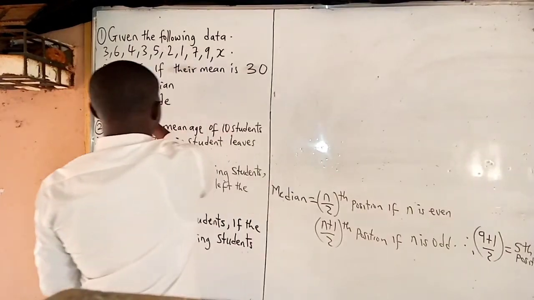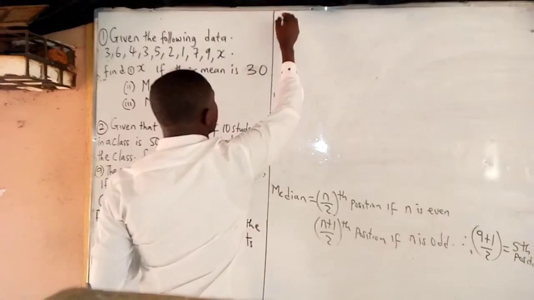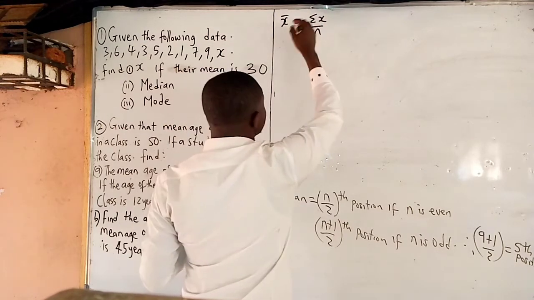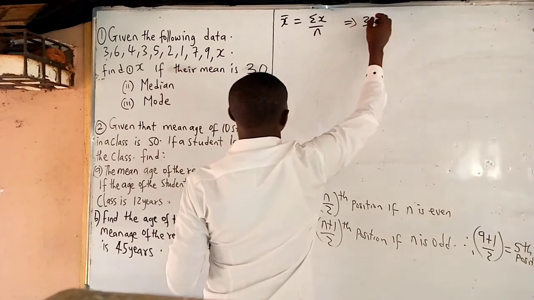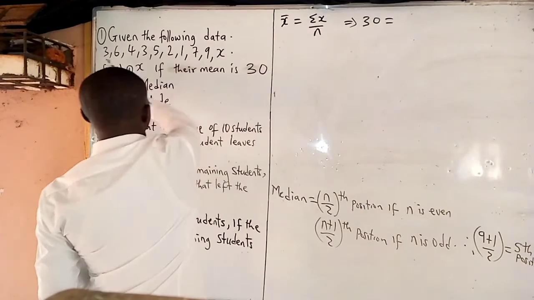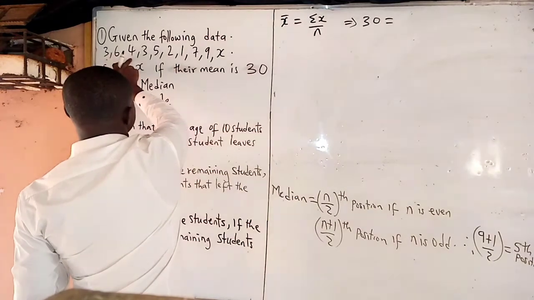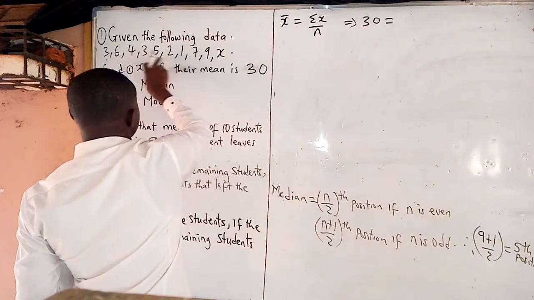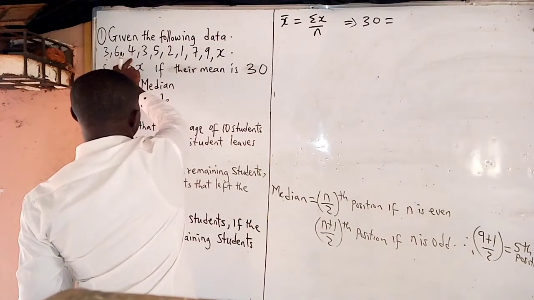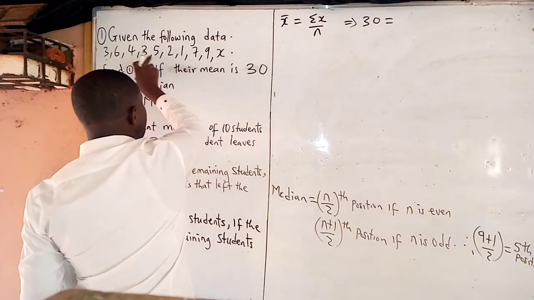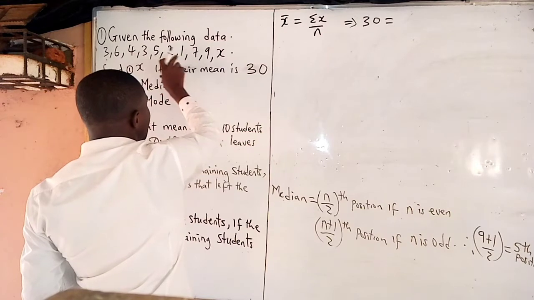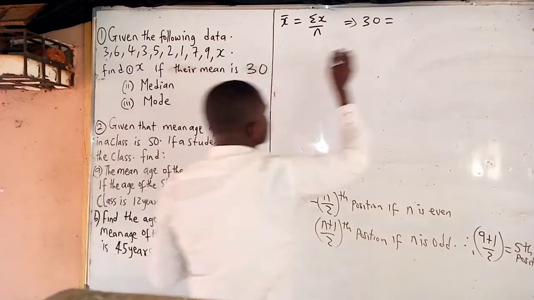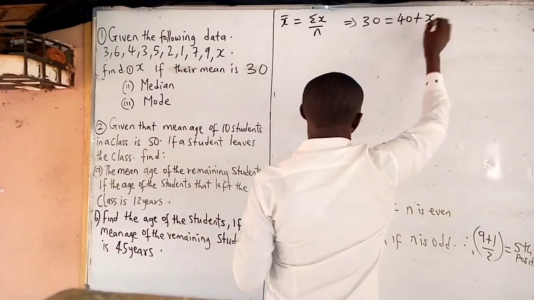Now in the question, they say find x if their mean is 30. We say mean equal to summation of x over n. So since mean is 30, it implies that 30 equals, what is summation of x? Add up. 3 plus 9 plus 4, 13 plus 3, 16 plus 5, 21 plus 2, 23 plus 1, 24 plus 7, 31 plus 9, 40. You have 40 plus x.